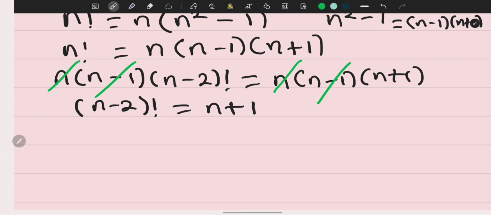Now we are looking for the value of n. There is no way to simplify this again, so there is no common factor again. But we know definitely here that the value of n cannot be 2. It is obvious from this last stage. Why? Because when n is 2, you have 2 minus 2, which is 0 factorial, and then 2 plus 1 is 3. 0 factorial does not equal 3, because 0 factorial is 1.